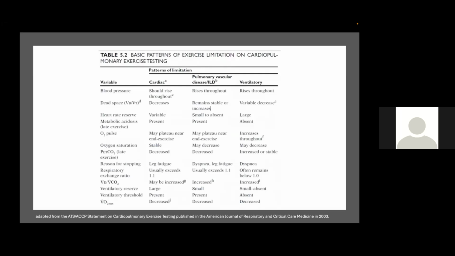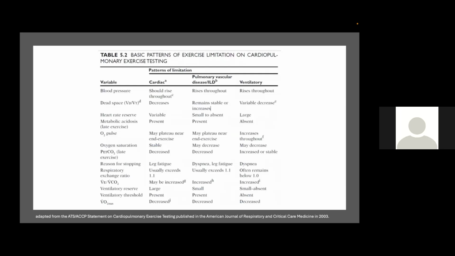Oxygen saturation, typically in a cardiac patient, will be stable. There is no decrease in saturation. And the O2 pulse plateaus early or abnormally in a cardiac patient. Dead space will be decreased, because we don't have ventilatory limitation, or the patient has a normal response of dead space. So this is the cardiac limitation.